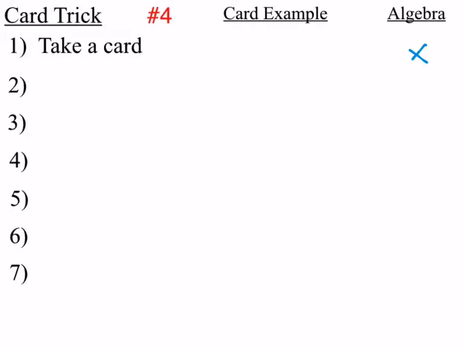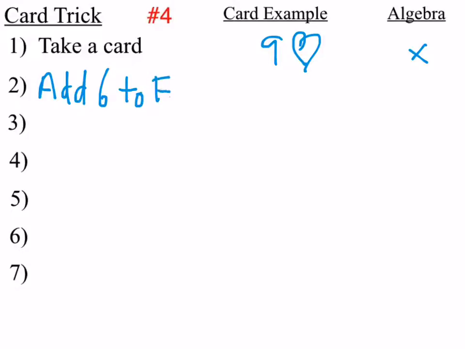And we're going to stick with the same face values. All right, so this is a 9 of hearts. And let's see here. What would you like to do? Add 6 to face value. Okay. And I'm going to abbreviate face value with FV so I have enough room. Add 6 to face value. So if I'm adding 6, that would give me 15 here. And adding 6 here would give me X plus 6.